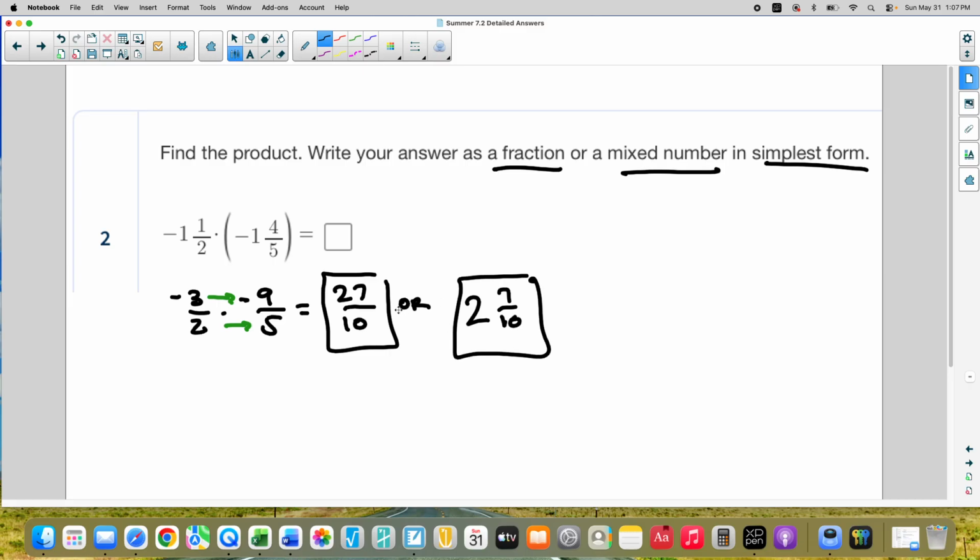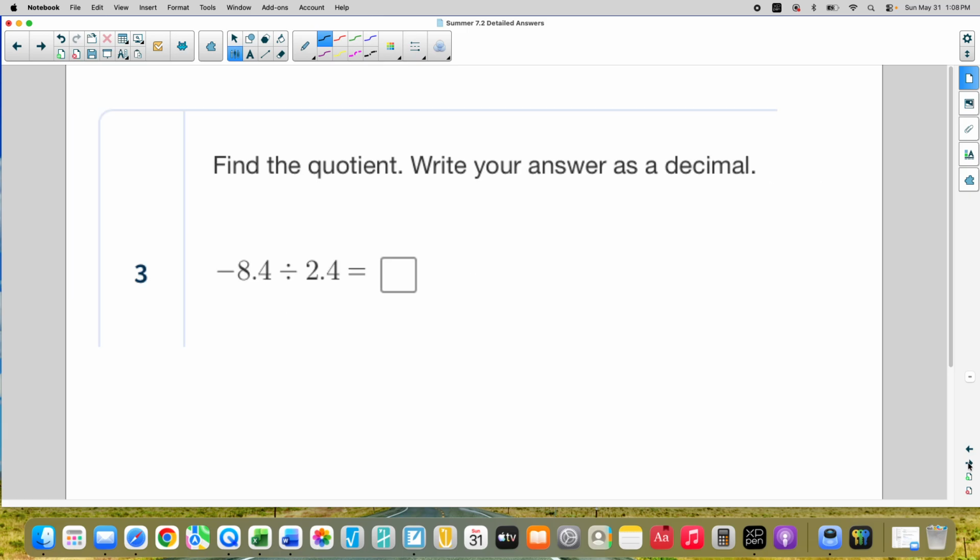So don't give me 2 answers. In tests this year in 8th grade, we're not going to do 2 answers. Give me 1. Commit to 1. I'm never going to make you write it as a mixed number. This is going to be the answer that I'm going to expect as long as it's in simplest form.